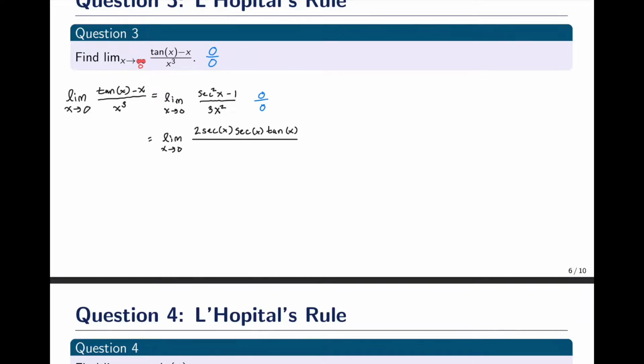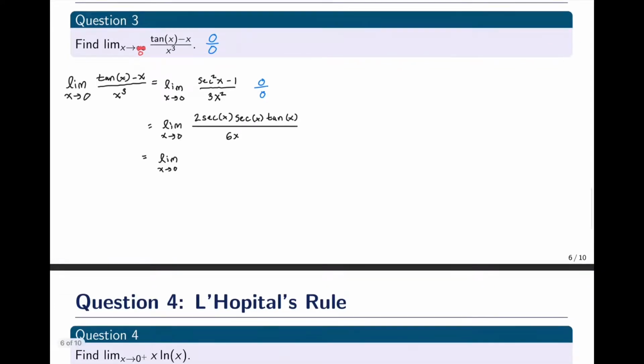All right, and lastly, differentiating the denominator, I get a 6x. All right, and let's rewrite this just to simplify things. I have limit as x goes to 0. The 2 and the 6, that's going to simplify to a 1/3. And then here I have secant squared of x times tangent x over 3x.